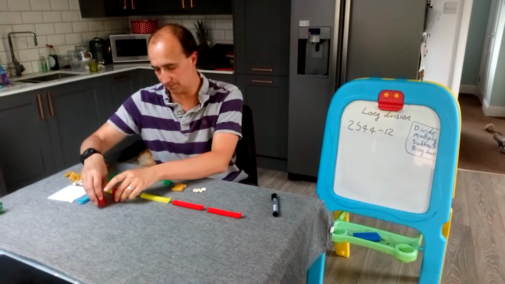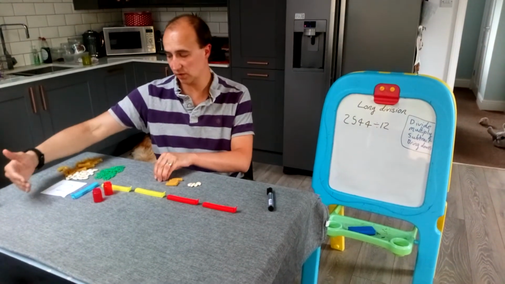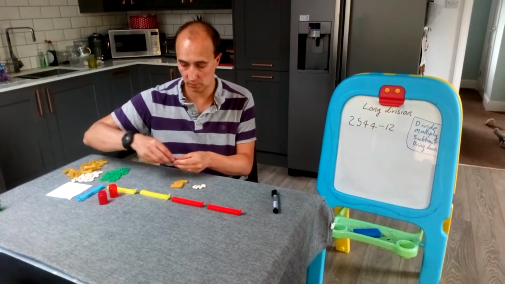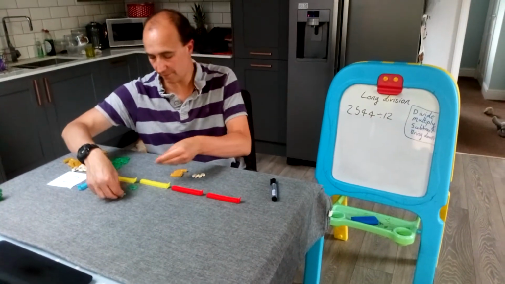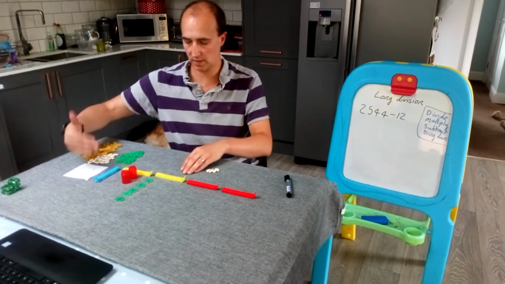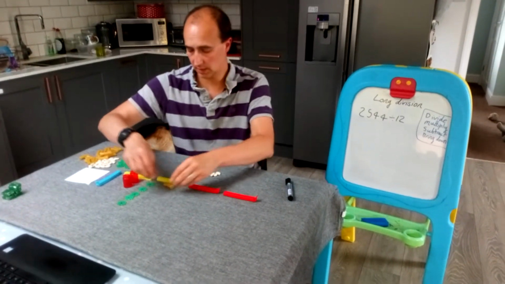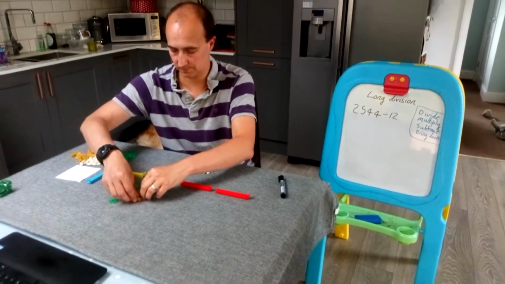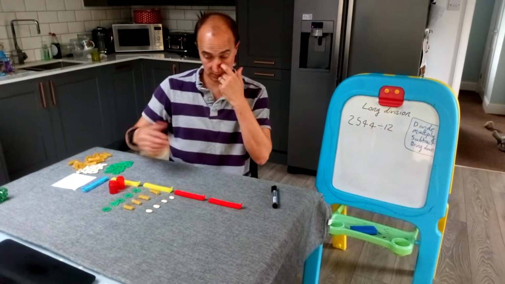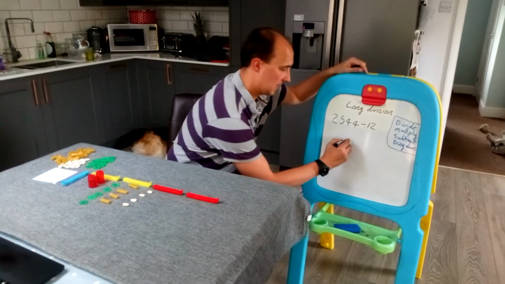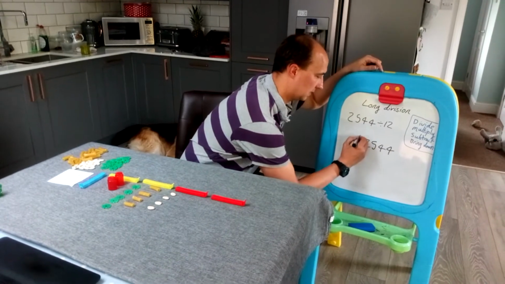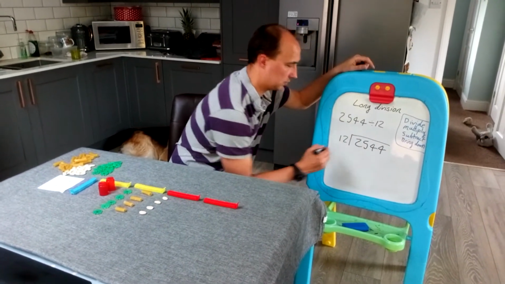So here is my 2,544, so here's my 2,000, and I'm going to try and share those equally between 12 groups, which obviously you can see I can't do straight away, but we'll get on to how we solve that. And I've got my 500, and again you can see I can't share that equally between 12 equal groups. And then I've got my 40 and my 4 ones, and again they're not shared equally between 12 equal groups. So we lay it out like this in the abstract form. There you go, 2,544 divided by 12.